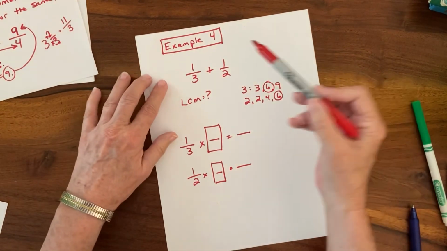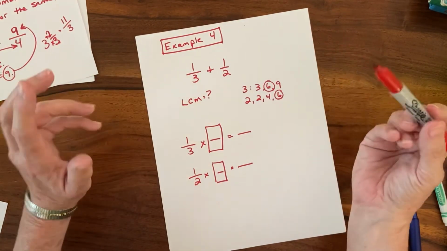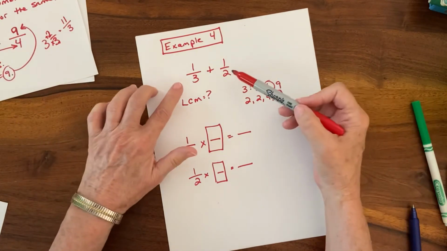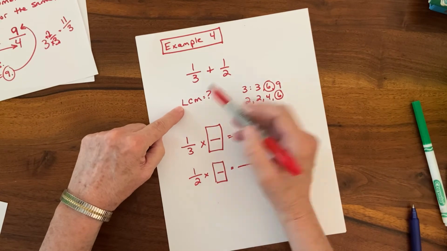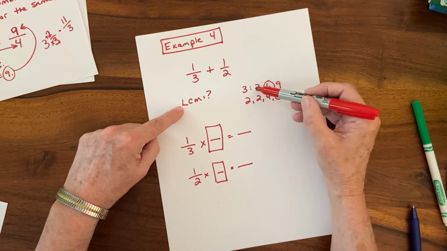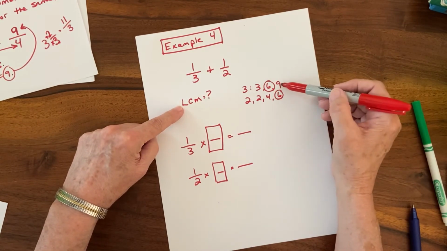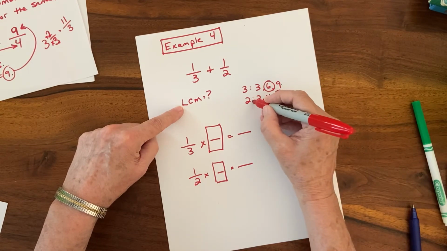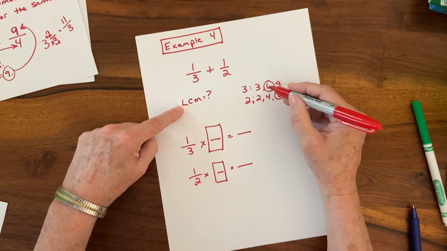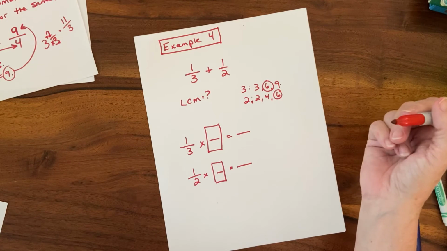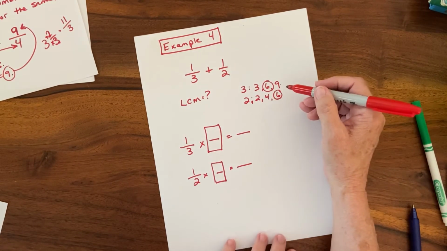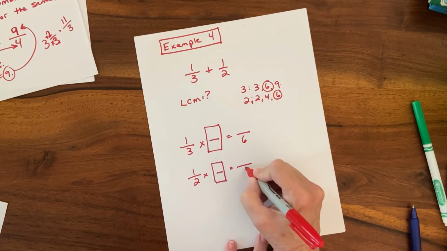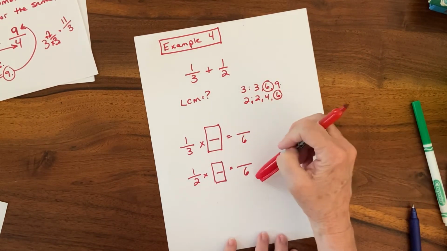Okay, same deal. Different denominators, I have to change them. Ooh, I might have to change both of these. So let's list my LCM. Okay, list my multiples of 3: 3, 6, 9. Multiples of 2: 2, 4, 6. I find that 6 is my least common multiple, the smallest multiple that they share. So that's going to be my new denominator for both fractions.